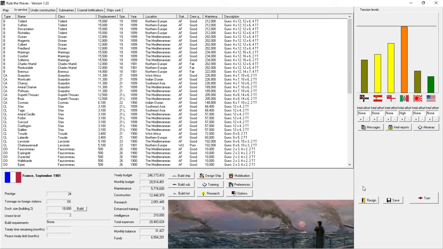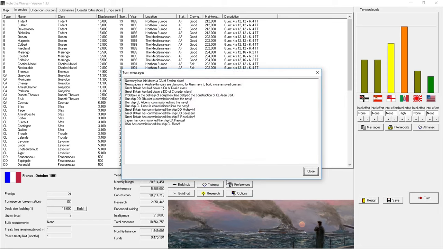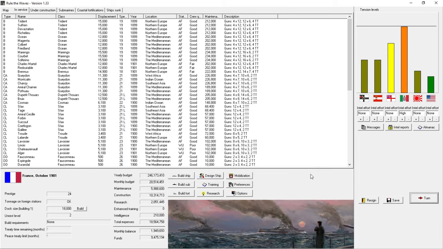Okay, so I suppose nothing happened that turn, so let's go ahead and jump forward one more turn. Destroyer commissioned to the Navy, some light cruisers commissioned to the Navy, and still no war with Italy. Well, what do we need? Tensions are pretty high. Let's go ahead and save the game.